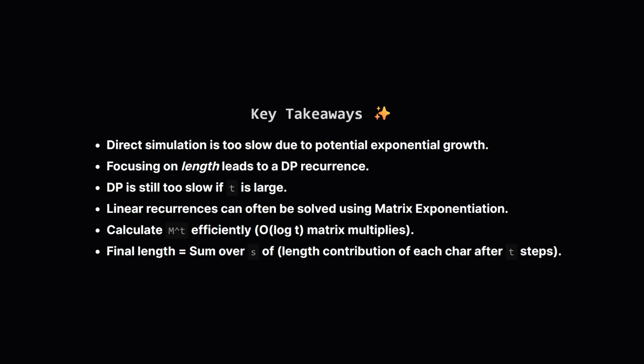The breakthrough came from realizing the DP calculation was a linear recurrence. This allowed us to use the powerful technique of matrix exponentiation. We built a transformation matrix that updates the length vector from one step to the next. By calculating M raised to the power of t using the fast matrix power algorithm, which takes logarithmic time with respect to t, we could find the length contribution of each possible starting character after t steps. Finally, we just needed to sum up these contributions based on the characters present in the original input string to get our final answer. This gave us a solution that's efficient in both time and space.